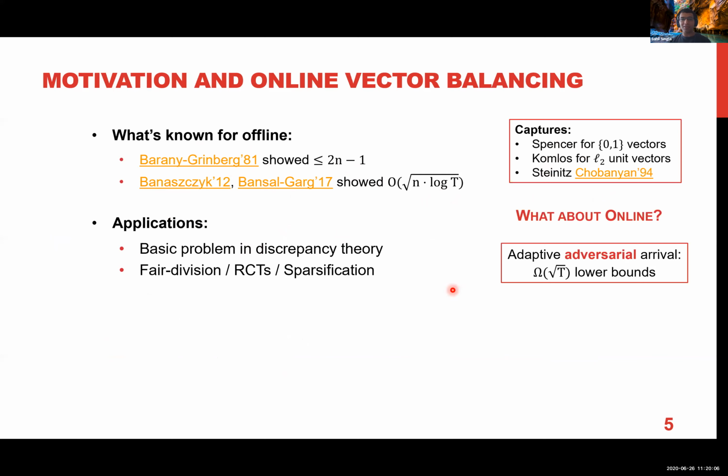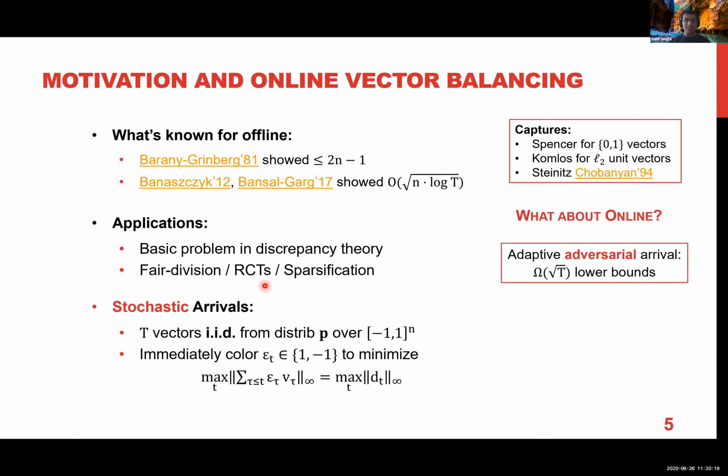But in this work, we are again interested in the online variant of these problems, which we were motivated by some applications in fair division. It captures some online envy minimization. But there are other applications as well, like randomized control trials. So what's the setting? You have these vectors arriving from some known distribution P. So it's a distribution over vectors with L infinity norm at most 1. Arrivals are IID. As soon as a vector comes, you have to immediately color it plus or minus, and the goal is the same. You want every prefix signed sum to be small, this discrepancy to be small.